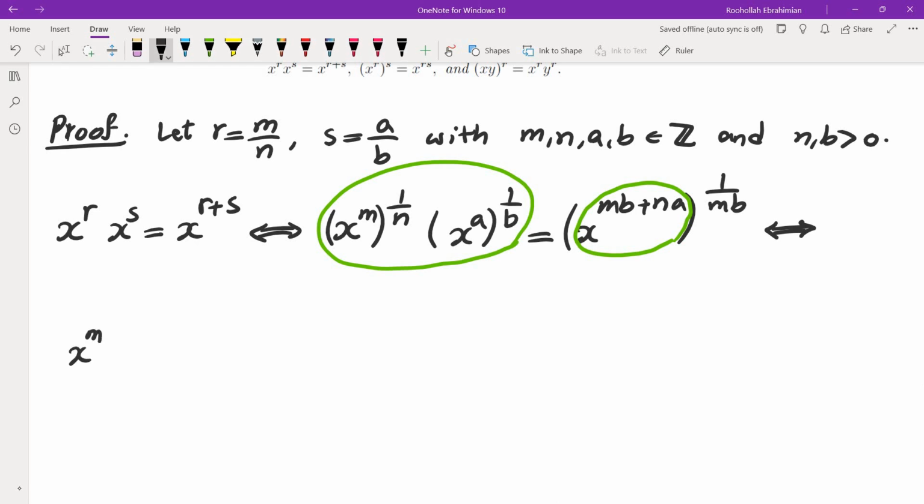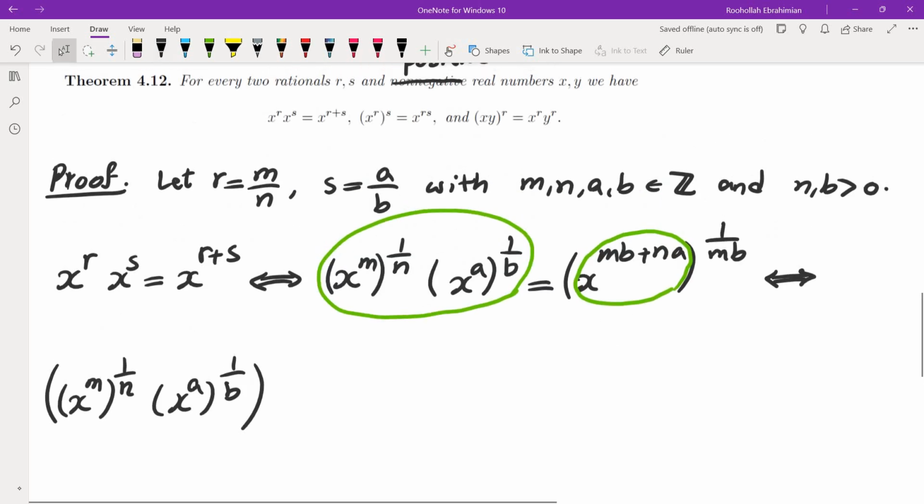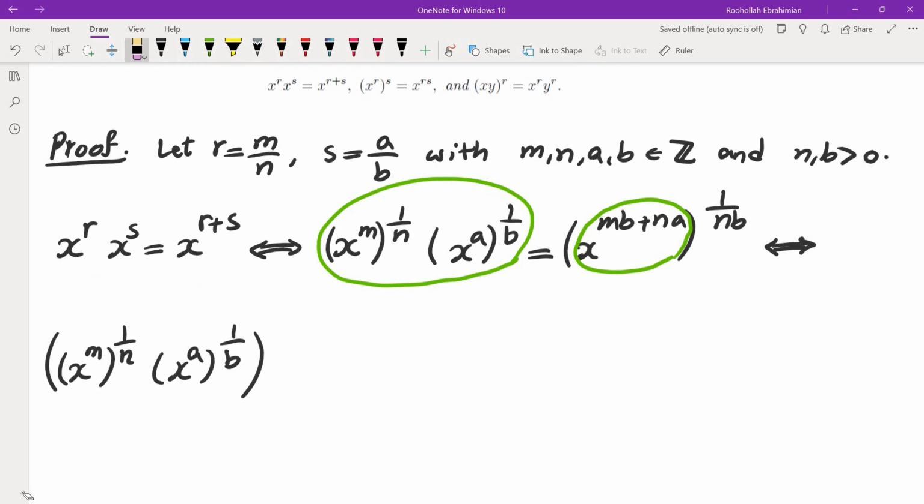So x to the power of m to the power of 1 over n, and I'm making sure that all of the steps that I'm writing can be reversed. And this is going to be nb, not mb, because what I'm trying to prove is this one. So I cannot assume this equality. I have to prove it. But I'm going to make sure that every step that I'm writing is reversible. So this raised to the power of nb is equal to x to the power of mb plus na.